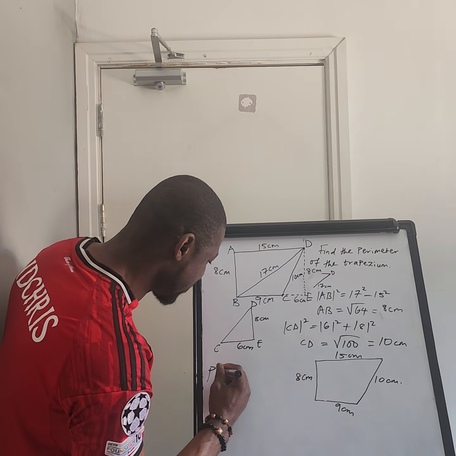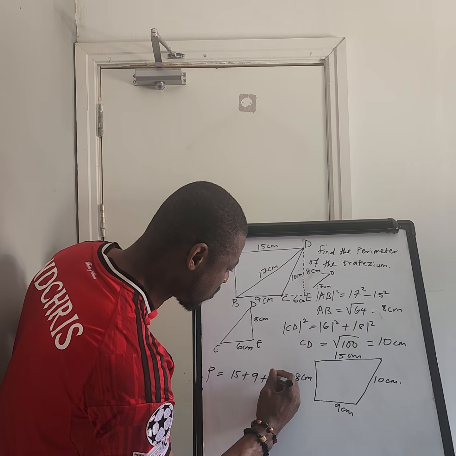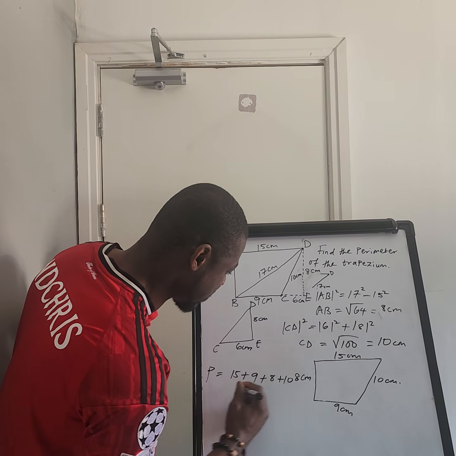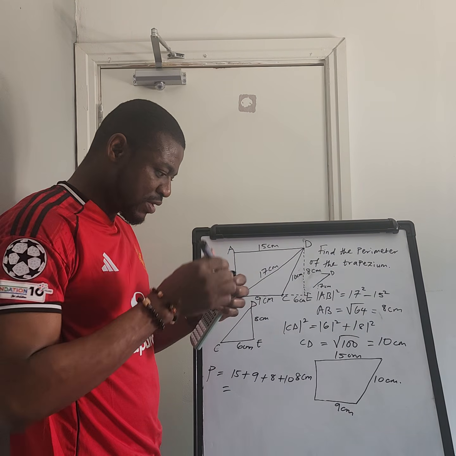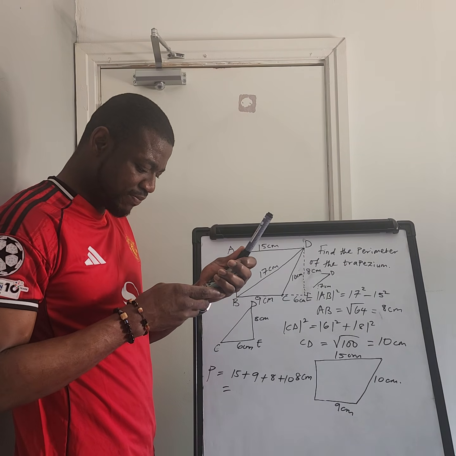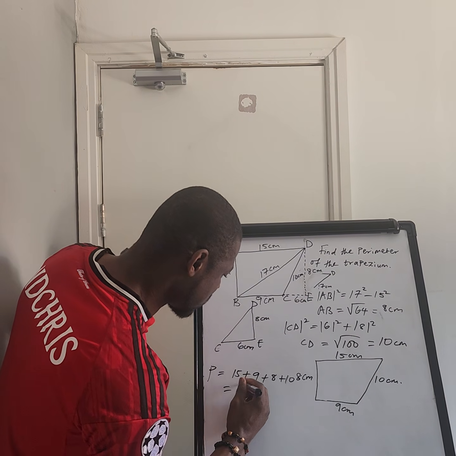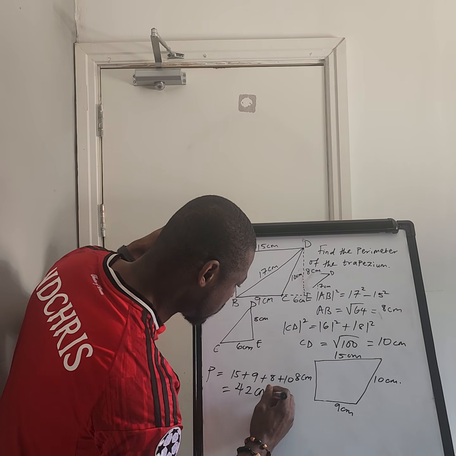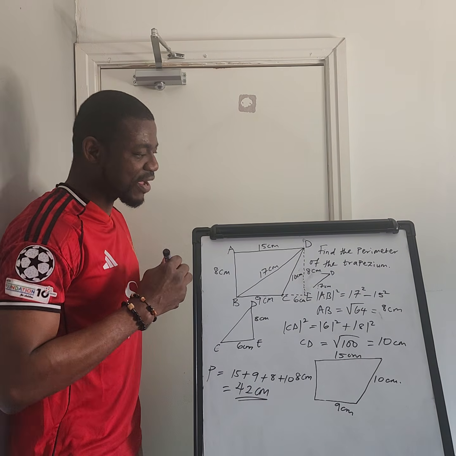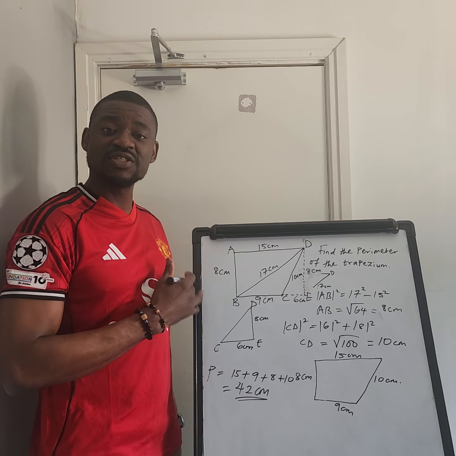So the perimeter P becomes equal to 15 plus 9 plus 8 plus 10. That will give us 42 cm. This is how you can find the perimeter of this shape, trapezium. I hope you've understood it.